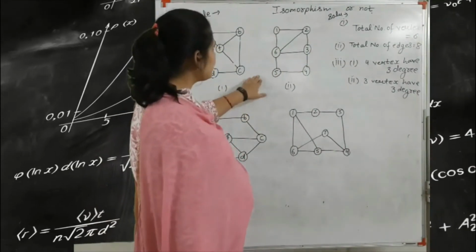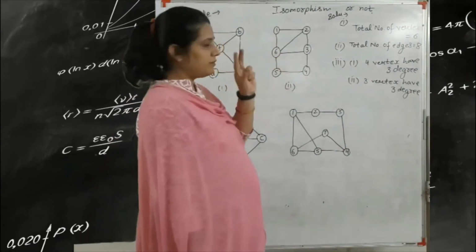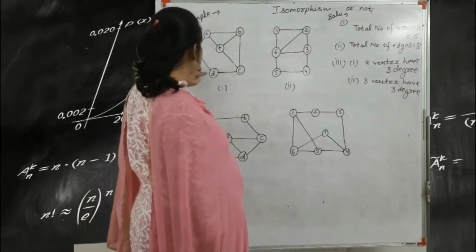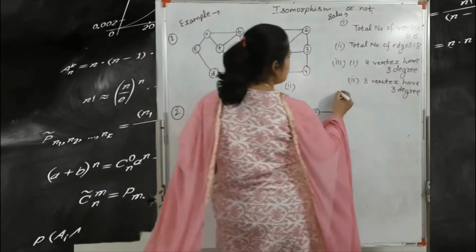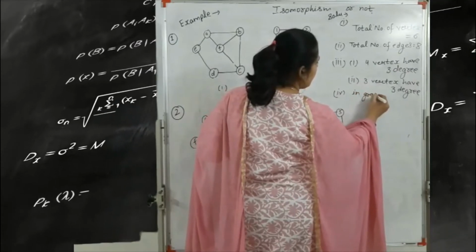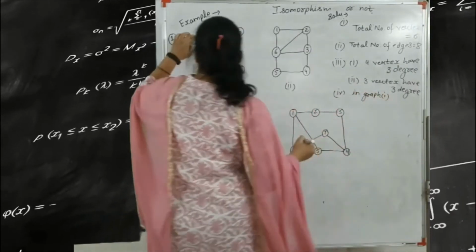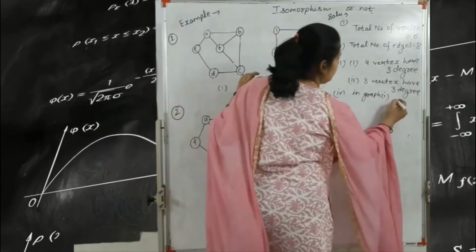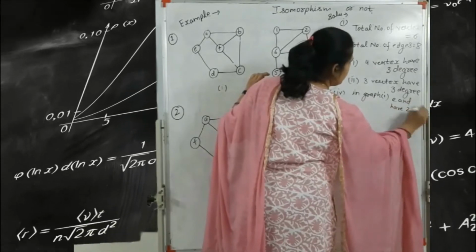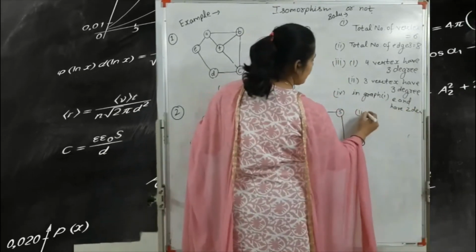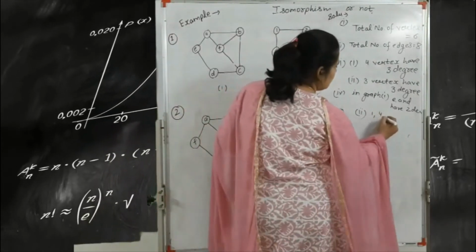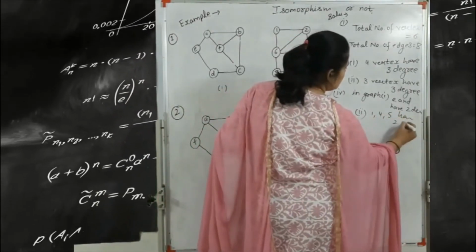Next condition: here 1, 4 and 5 have degree 2. So here only E and D have degree 2 vertices. That means the fourth condition is what? In graph 1, E and D have degree 2, but in graph 2, 1, 4 and 5 have degree 2.